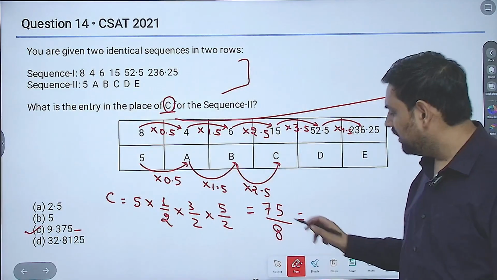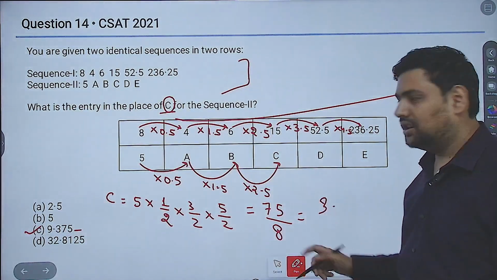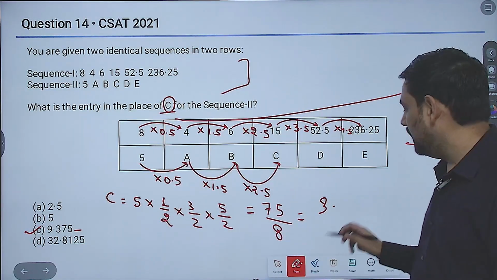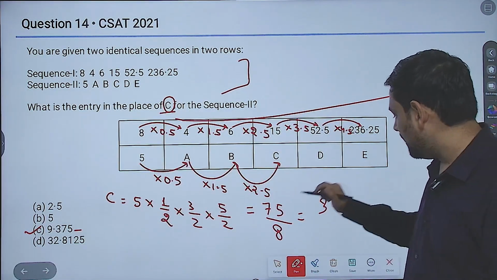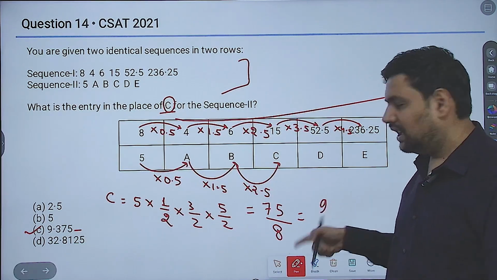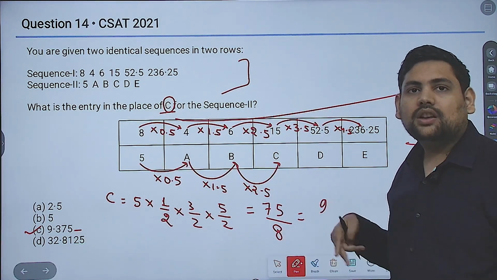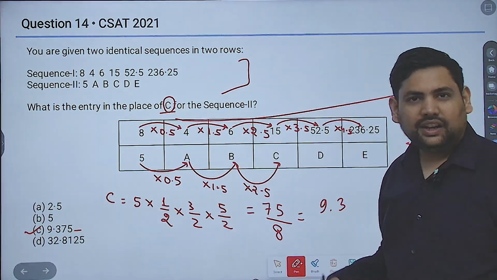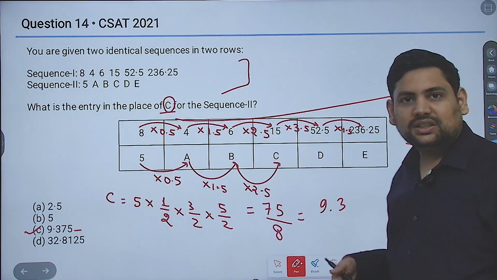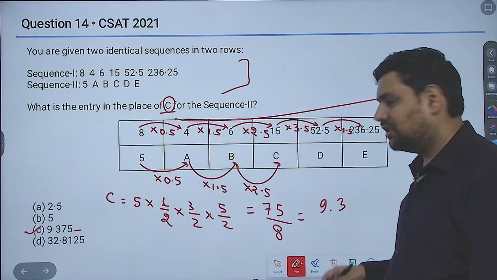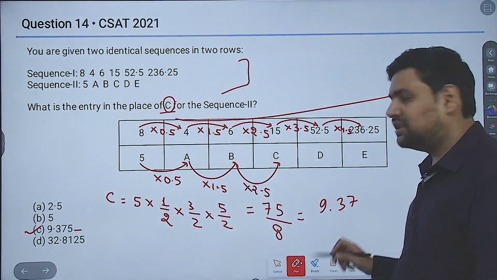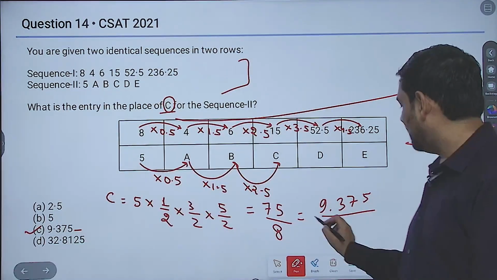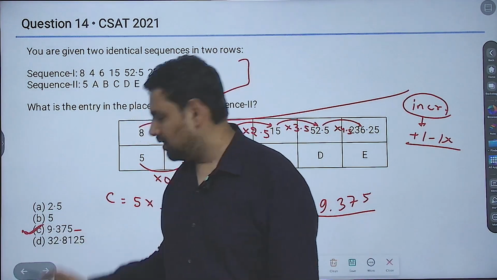But anyway, let's divide it. How many times does it go? 3 times? Then you're left with 3, so 30. Sorry, it will first go 9 times. 8 9s are 72. Then 3 will remain, with 30. It will go 3 times. Correct? 8 3s are 24. Then 6 is left, with 60. It will go 7 times, because 8 7s are 56, and then 4. With 40, it will go 5 times. So exactly 9.375 is what you will get.